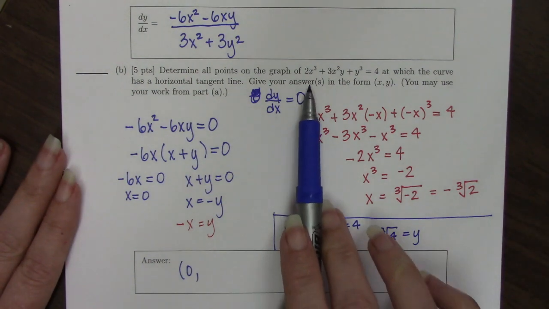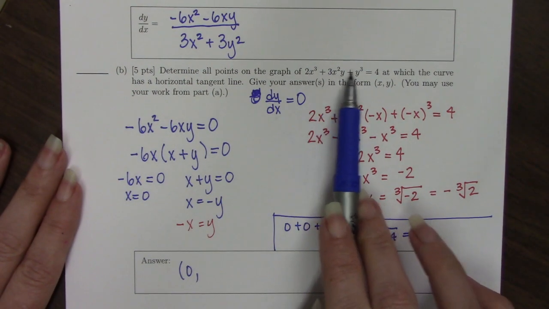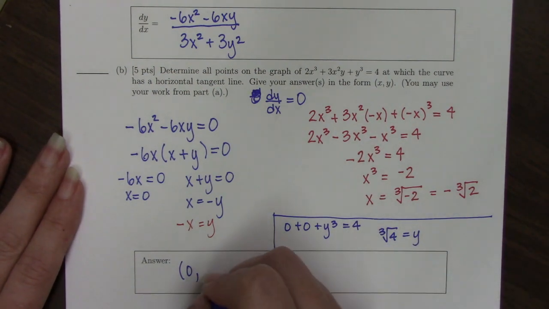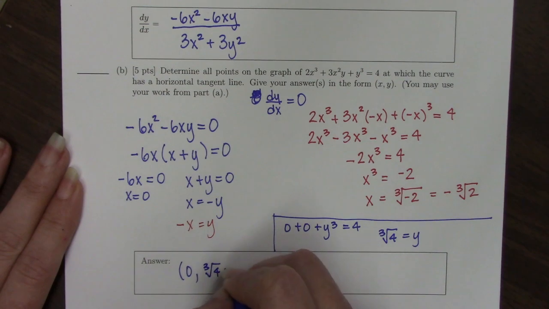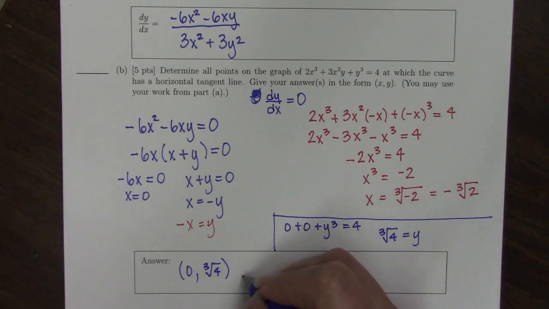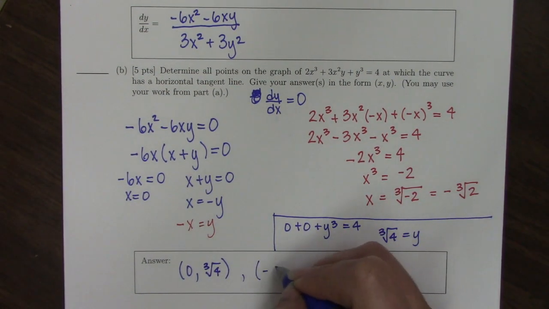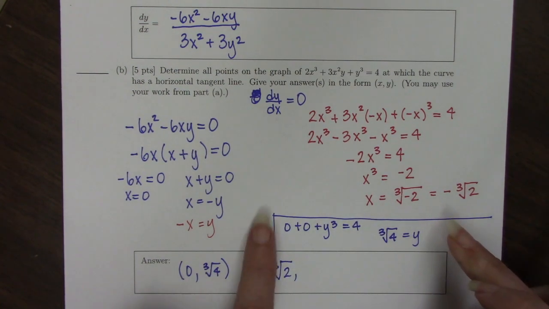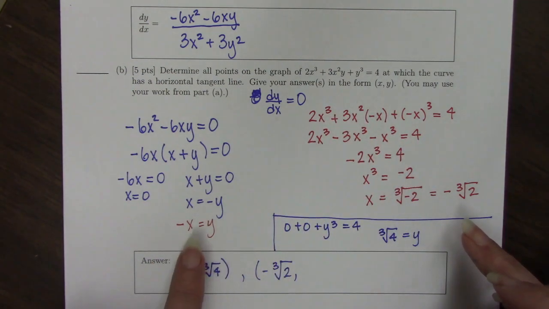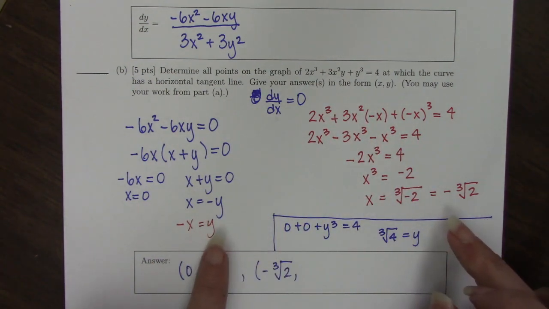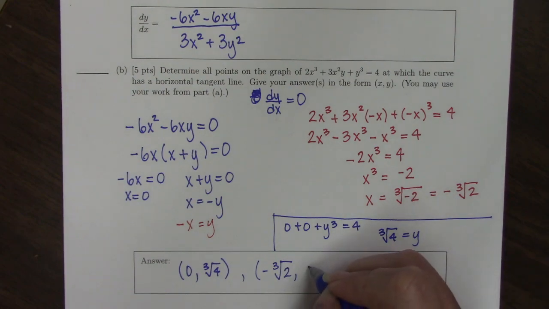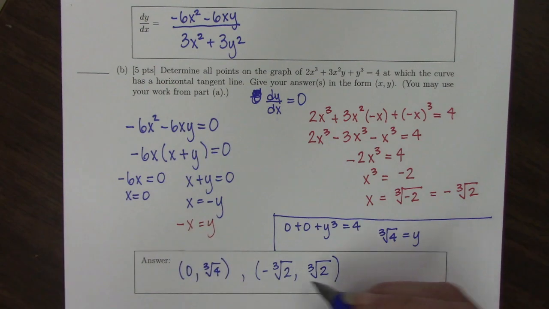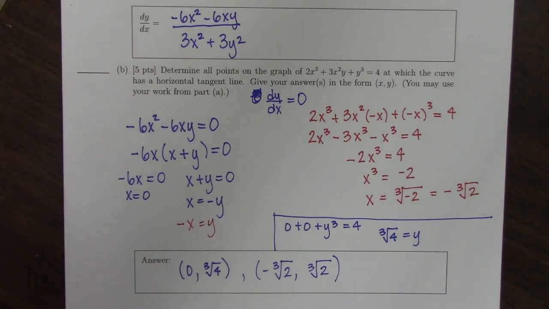Let me make sure I did this right. 0 plus 0 plus y cubed equals 4, so the cube root of 4 is y. When x equals negative cube root of 2, everything I wrote in red was the second location. I am allowed to go back and use this expression, so y will be the exact same value but have the opposite sign. So these are our two points for our horizontal tangent lines.